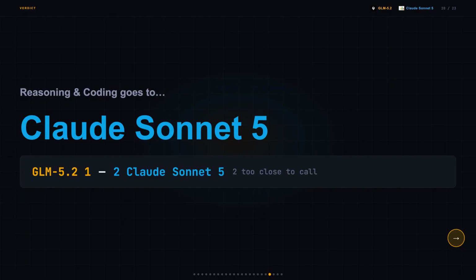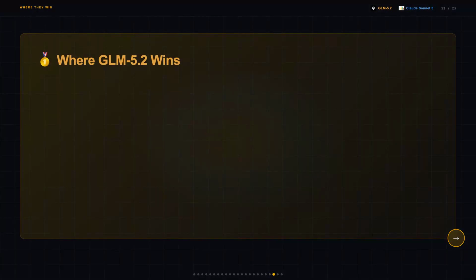And honestly, I was expecting a bigger gap from a premium Anthropic model because 63.2 versus 62.1 on SWE Bench Pro is pretty much a coin flip in practice. But the data gives it to Claude Sonnet 5, so the final score is GLM 5.2 1, Claude Sonnet 5 2, 2 tied. GLM 5.2 wins on price.